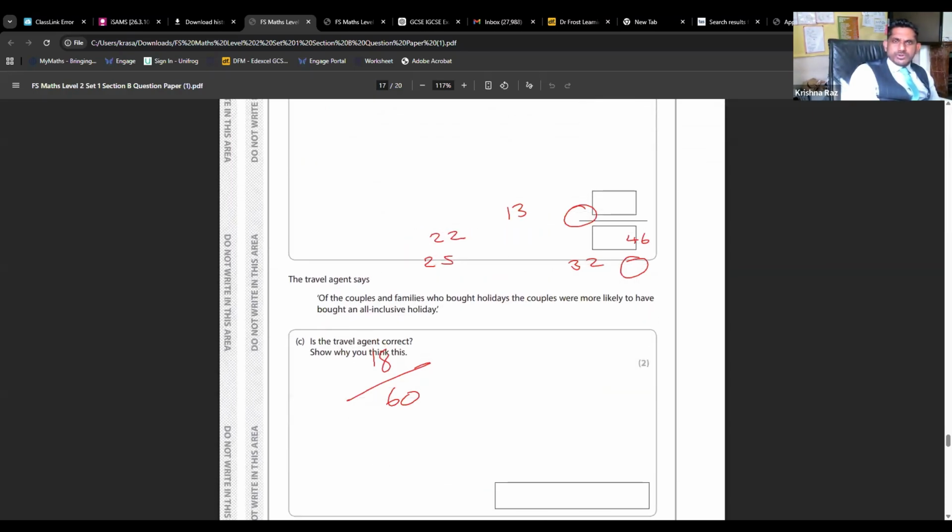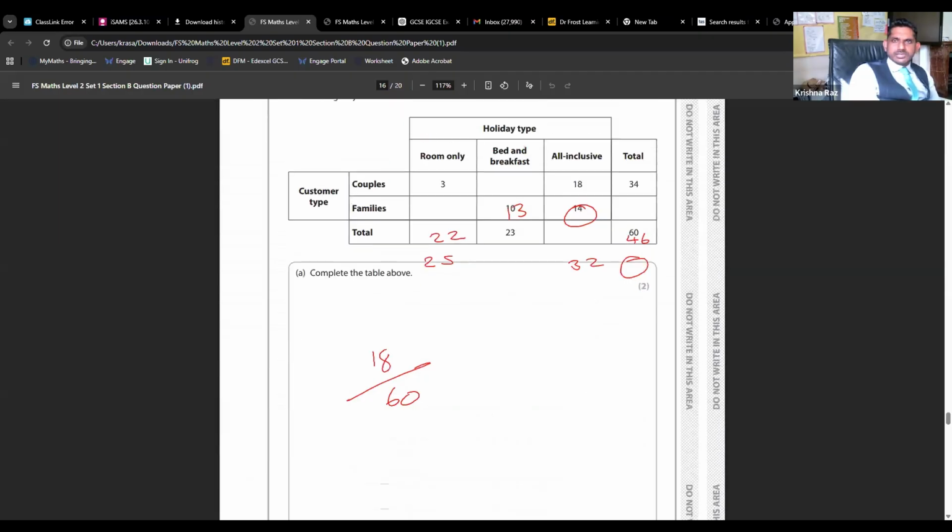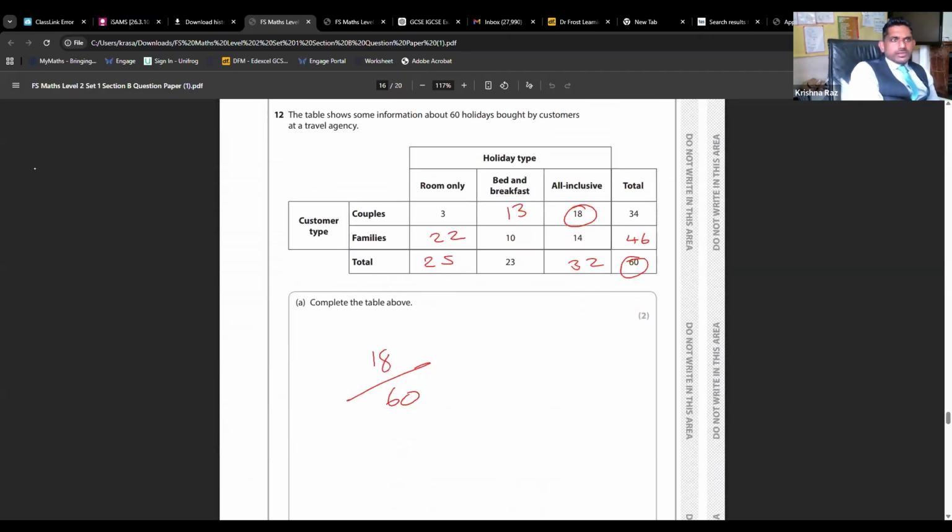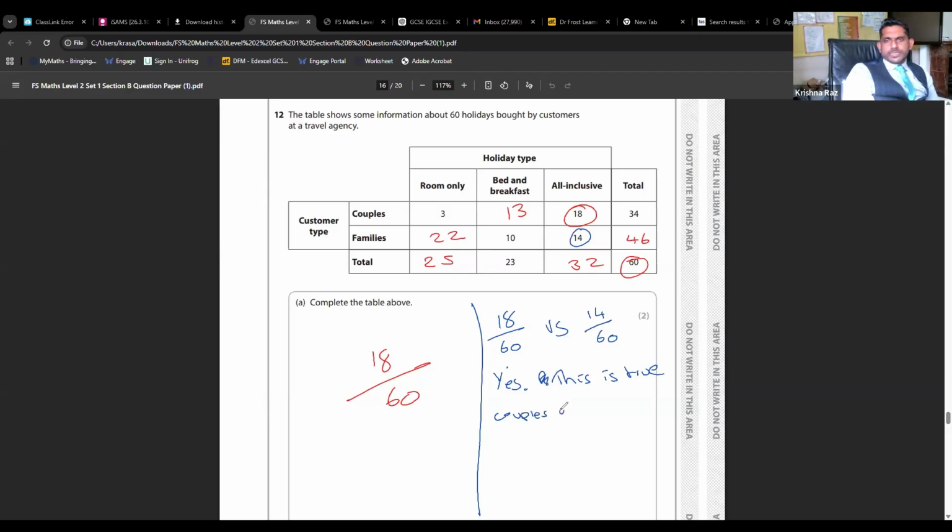Travel agent says if the couples and families have bought holidays, the couples were more likely to have all-inclusive. Is the travel agent correct? So let's have a look at this one. Who bought all-inclusive? Couples bought 18 out of 60 versus 14 out of 60. So it said out of those that bought all-inclusive, couples are more likely to have done so. So we'd agree, yes, the proportion, this is true. Couples was 18 out of 60, which is greater than 14 out of 60.